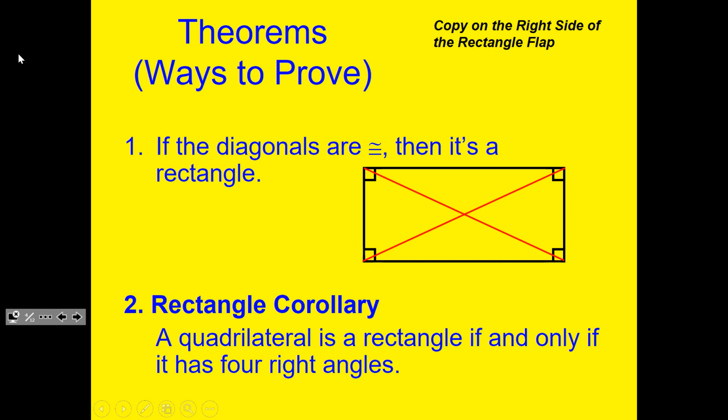The second is what we call the rectangle corollary. A corollary is also kind of like a theorem or a postulate, something that we can use as a rule. And this one says a quadrilateral is a rectangle if and only if it has 4 right angles. So basically, if you can prove either of the 2 additional properties that we listed on the other half besides the ones that a parallelogram has, that's enough to prove you have a rectangle. So if you can prove diagonals are congruent, or if you can prove that it has 4 right angles, then that's enough to prove that we have a rectangle.